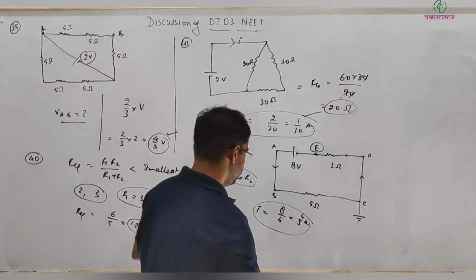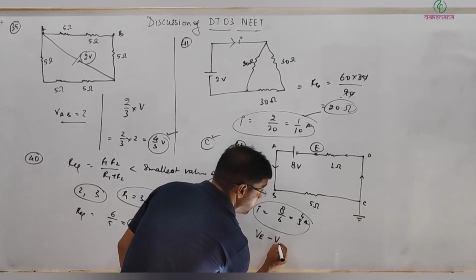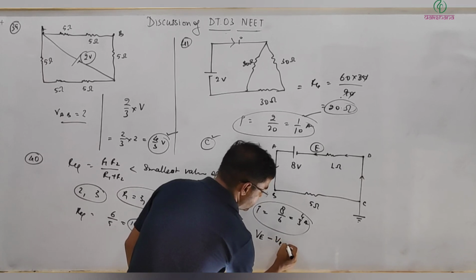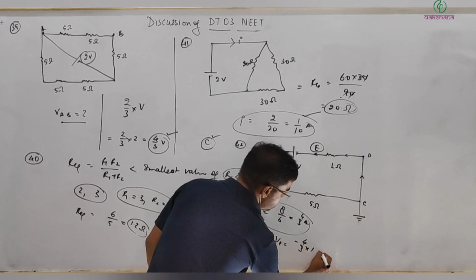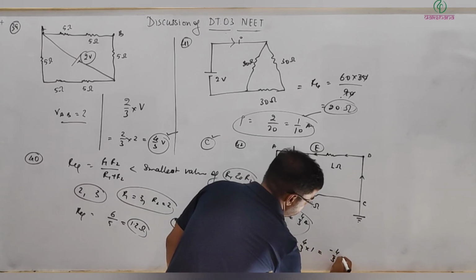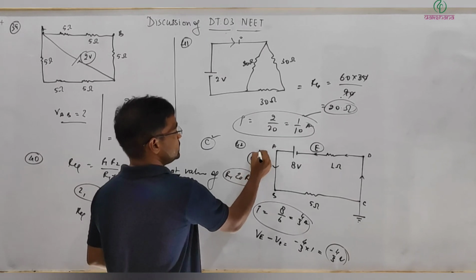That is equal to I into R. So you can write VE minus VC equal to 4 by 3 into 1, that is minus 4 by 3 volt. So your option is C here. 42, C is the correct option.